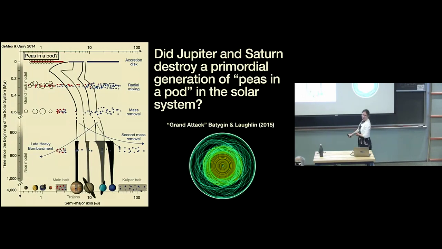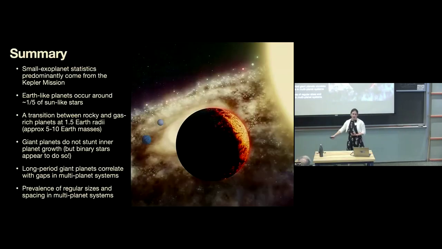So there was this idea like a decade ago, called the grand attack, that Jupiter and Saturn destroy an early generation of peas in a pod in our own solar system when they do the grand tack. So I will leave out my summary because I'm told to stop talking. All my take-home points are here, and I'm looking forward to your questions.